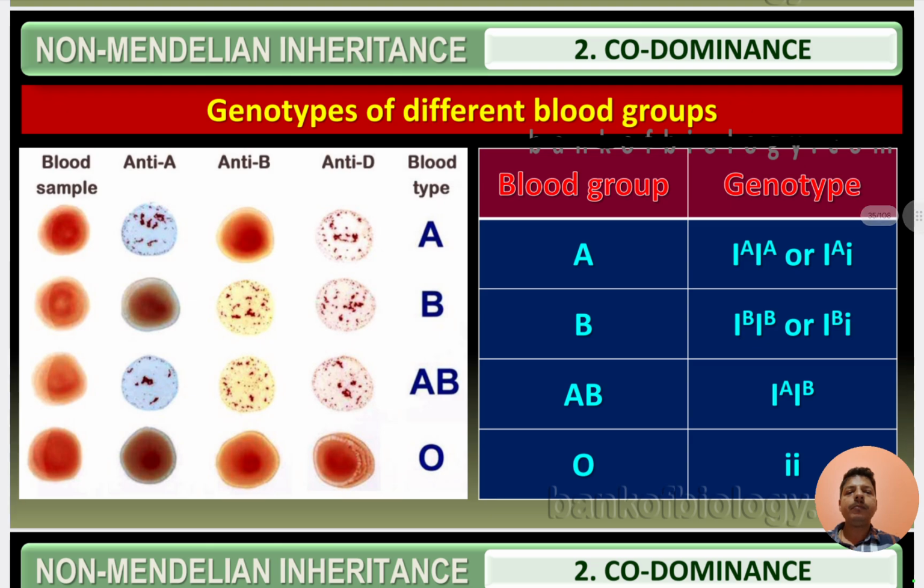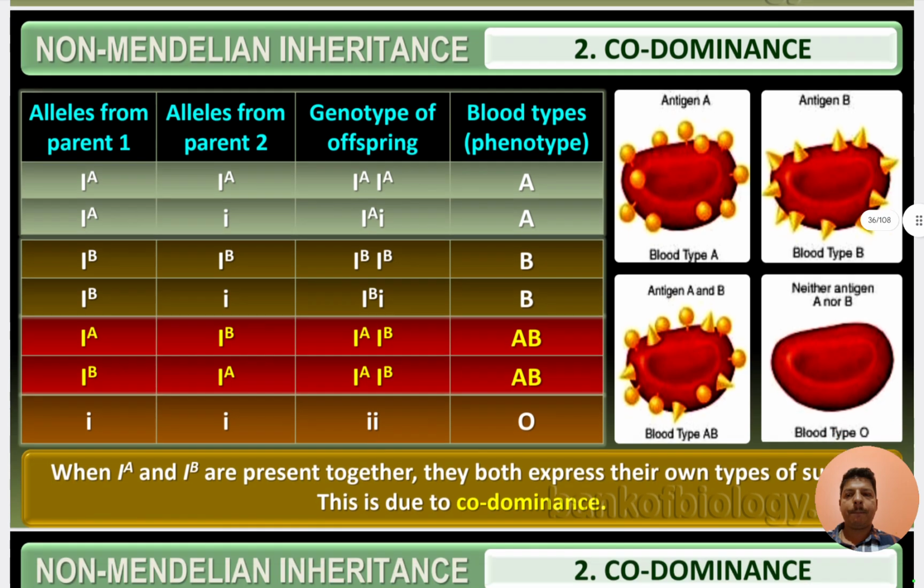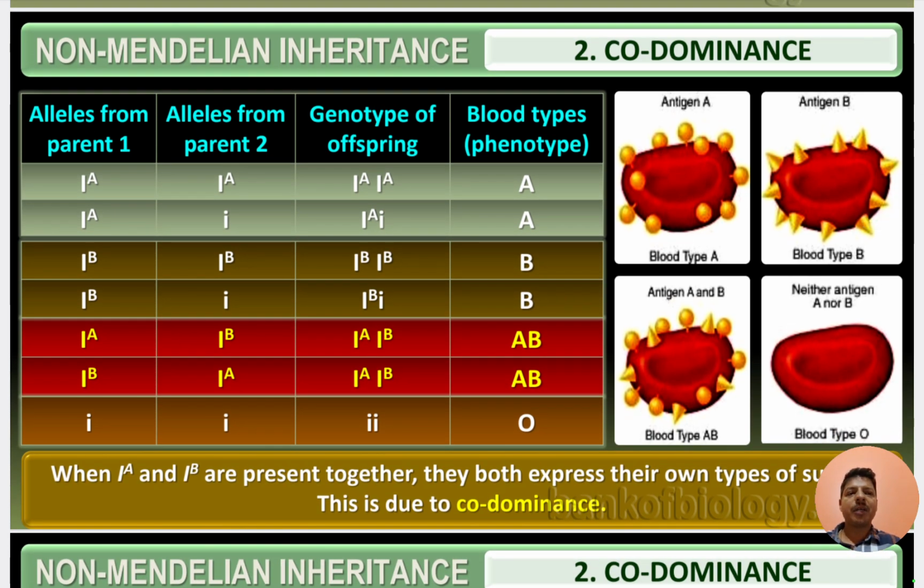Here you can see the blood group genotypes. In the A blood group, the genotype will be capital A and again capital A like this, or this one, because small i will be the recessive one. In B also this one or this one. In the AB blood group both are dominant, that's why it is called codominant. In the O blood group only this one is the genotype. Here a table is also given in your NCERT.